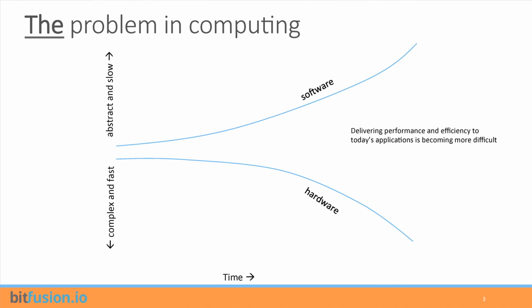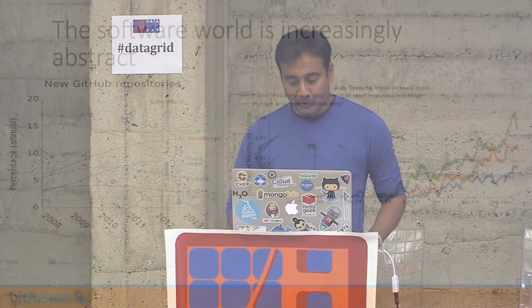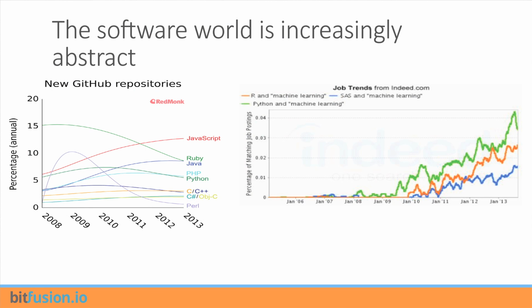Why is this a problem? It's a problem because delivering application performance is the only thing that matters to applications. To put things in context, the software world is increasingly abstract. As you can see, there are new GitHub repositories and many different programming languages coming up. And if you look at job trends for machine learning, they are growing on GitHub.